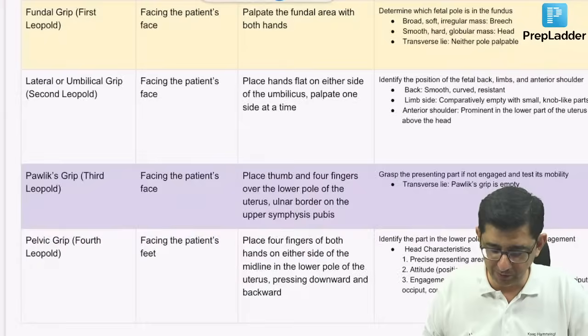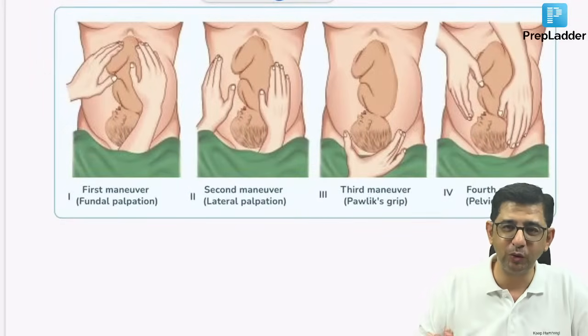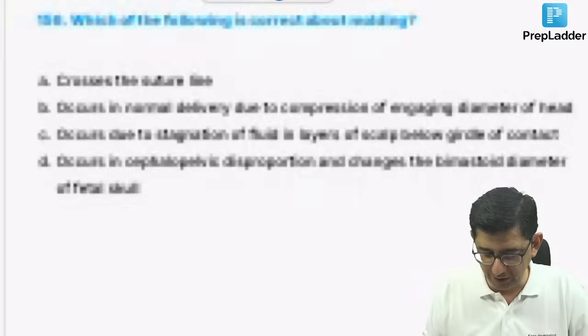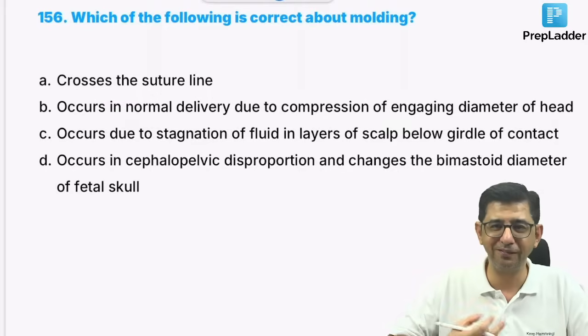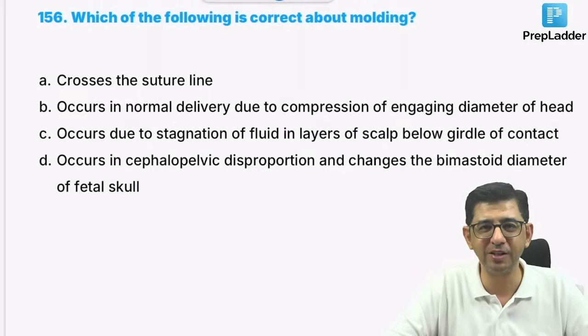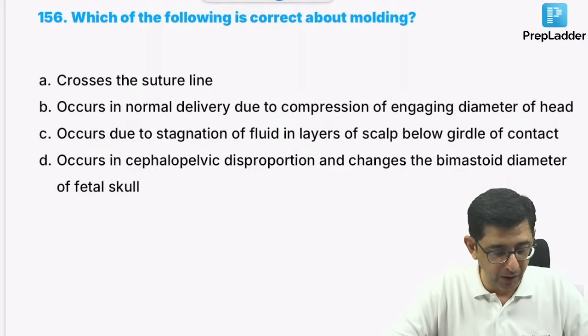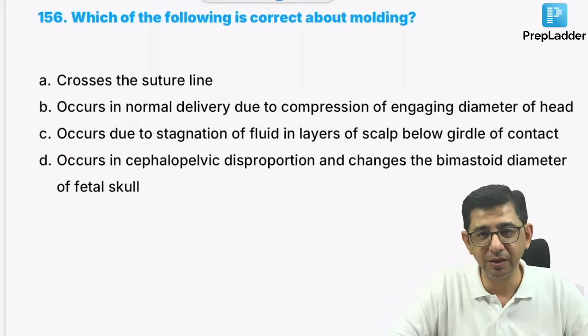But at our time, we had nobody teaching us. We had to go through Dutta, and these standard Dutta images come back as a flashback to the memory. Okay, the head is ballotable. Yes, that's the term if it is non-engaged, and if it is going down in the pelvis, then it would be non-ballotable.